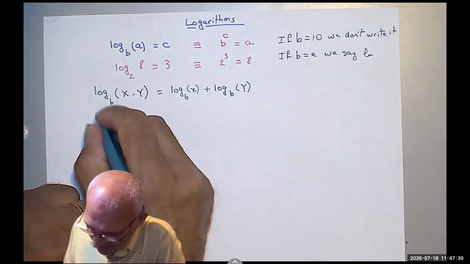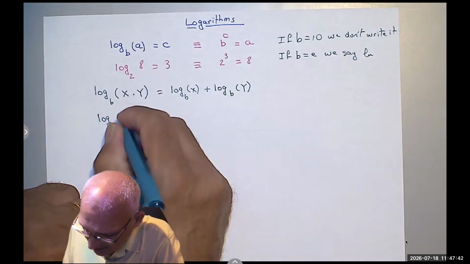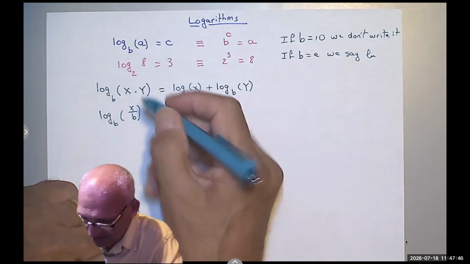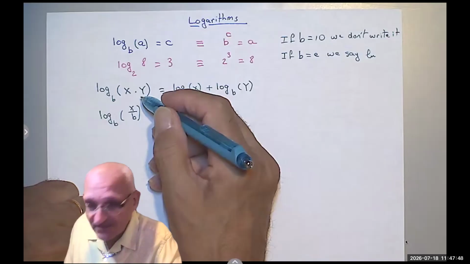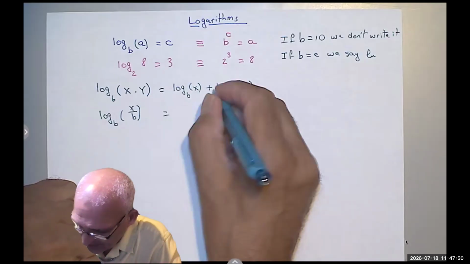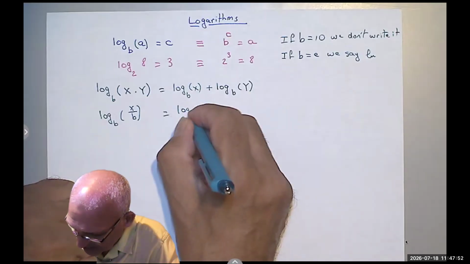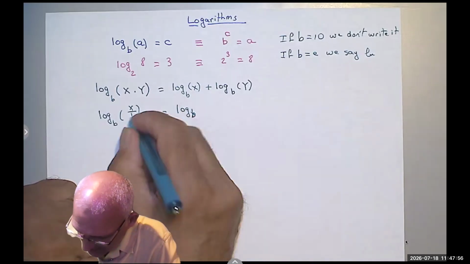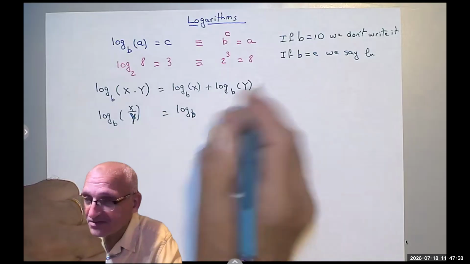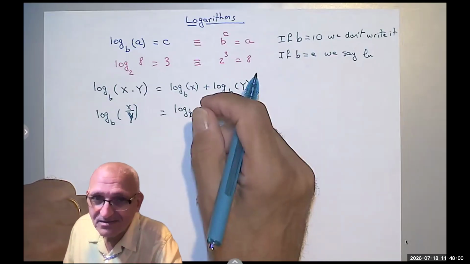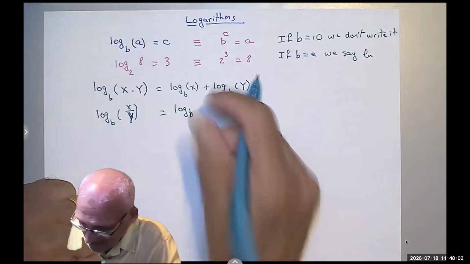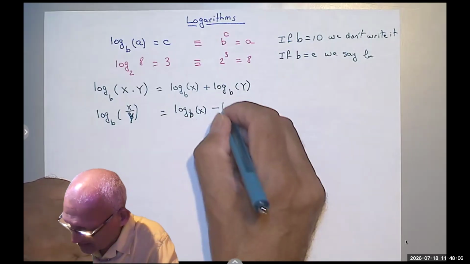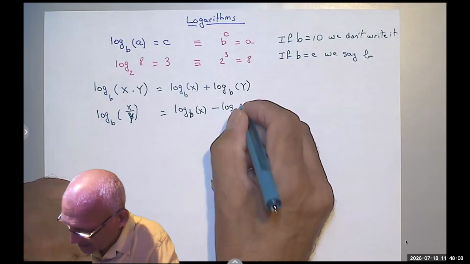And of course, if I have log to the base b of x over y, like we said before, division is the opposite of multiplication, and the opposite of addition is subtraction. So I get log to the base b of, and I say b instead of y. I'm sorry, I can't write and talk at the same time. So log to the base b of the numerator minus log to the base b of the denominator.